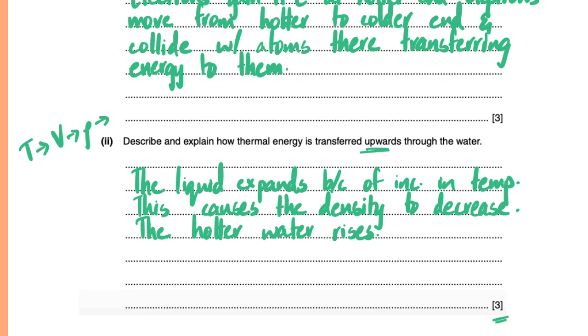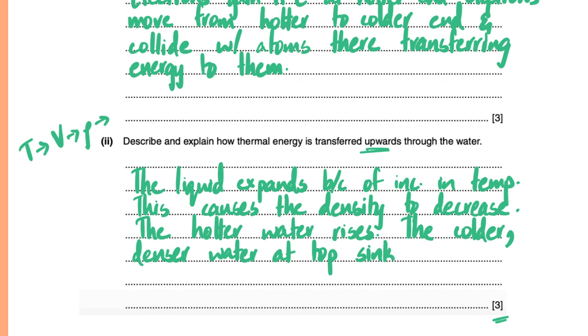The third mark is for saying that the colder, denser water, so it's relatively colder and relatively denser, at the top sinks. Even just saying this gets you the mark, but I'll go further and say that this sets up a convection current. So that was the solution to this paper, which was not very difficult if you had understood how the questions in the class were done and the answering techniques.